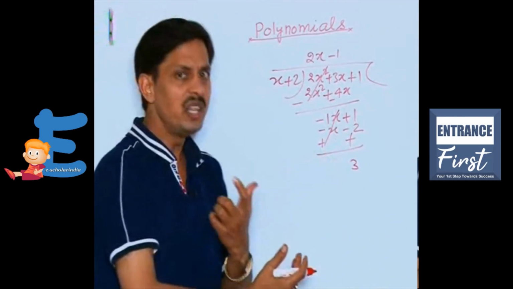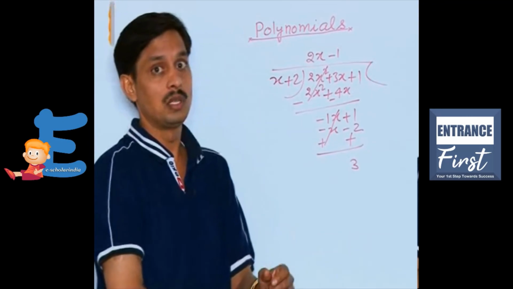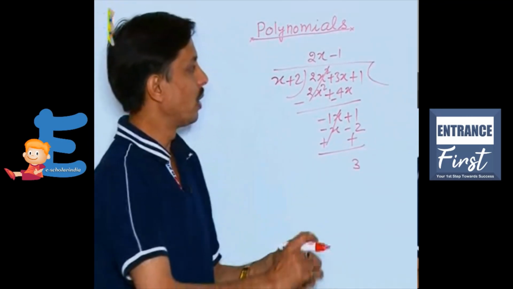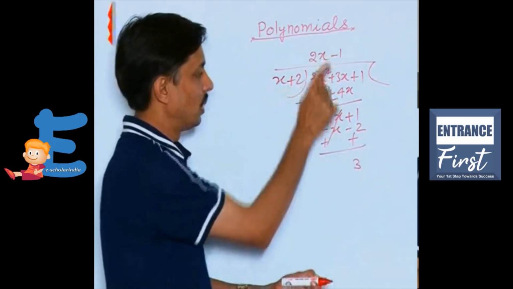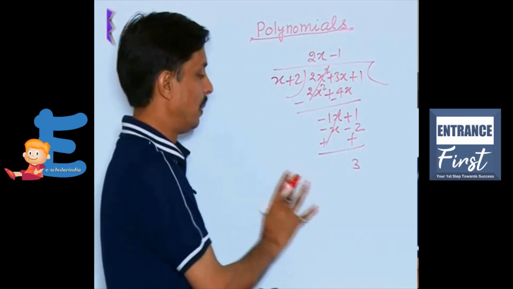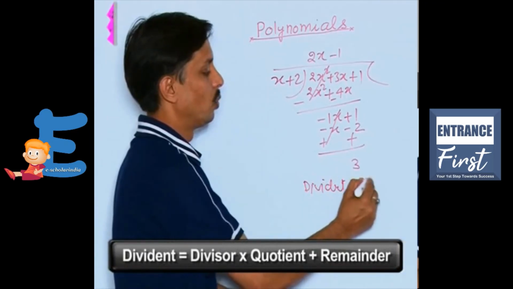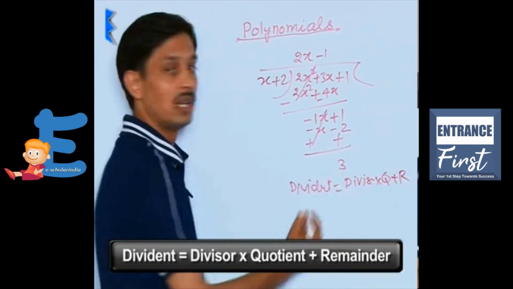So, this is ordinary division, which is really required when we solve problems of a higher level of difficulty. This you can also verify: the relation is dividend is equal to divisor into quotient plus remainder.